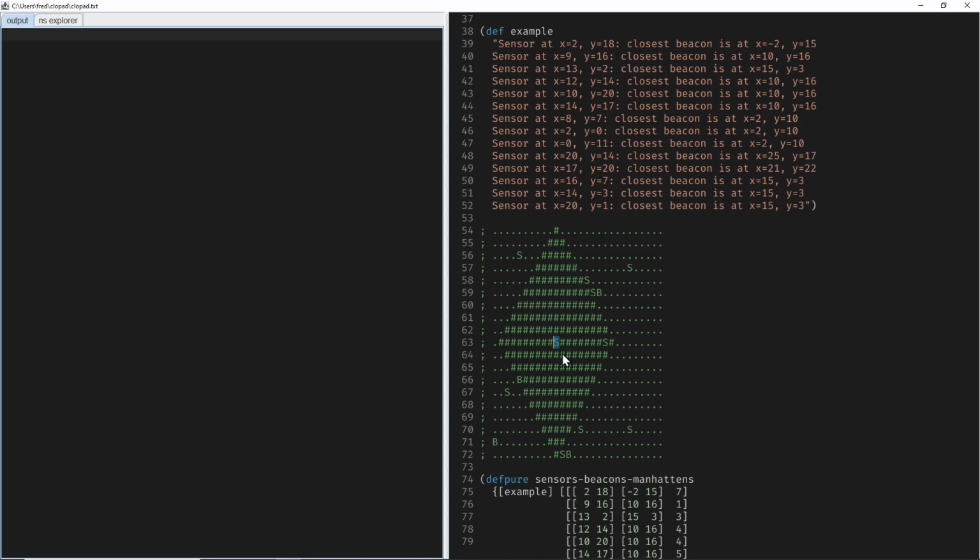Okay, but there could be other sensors, of course. And for part 1, we shall determine for an arbitrary row how many positions there are where there definitely is no beacon.